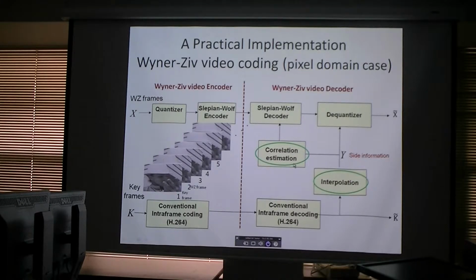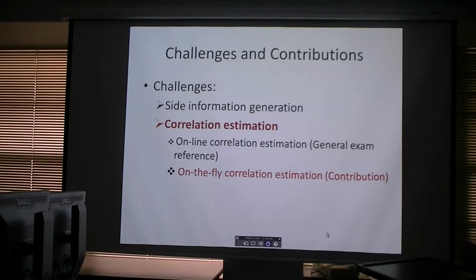If the correlation noise between the Wyner-Ziv frames and the side information frames is estimated well, then it means that the decoding performance will get better. So these two parts are the challenges in distributed video coding.